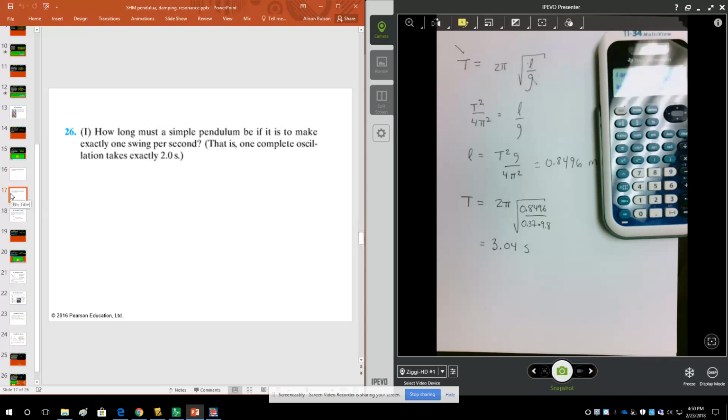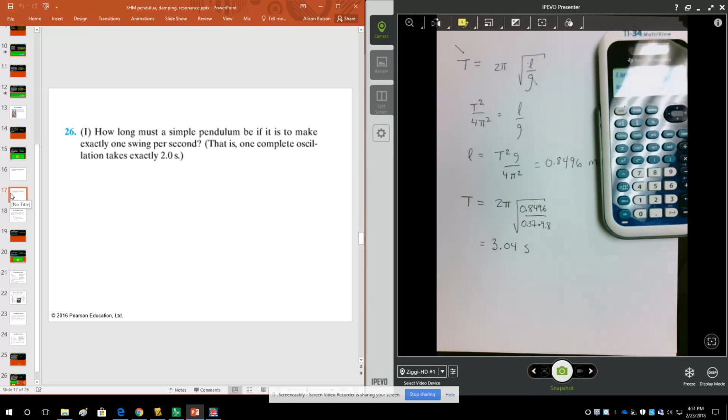All right, so my next example, again, we're just dealing with pendulums and that new equation for pendulum period or for pendulum frequency. So how long must a simple pendulum be if it's to make exactly one swing per second?